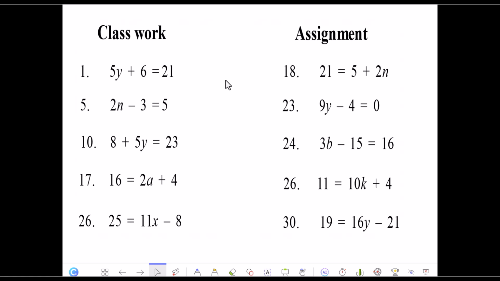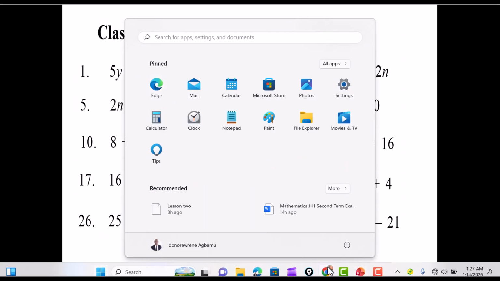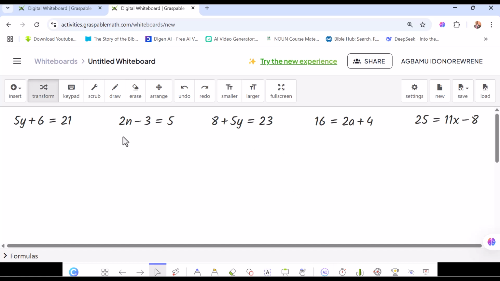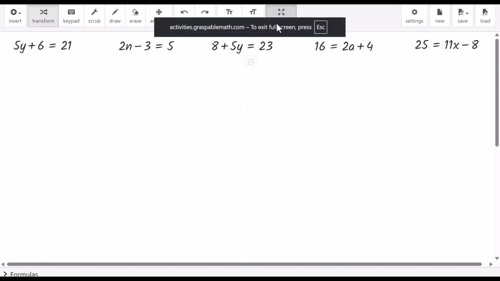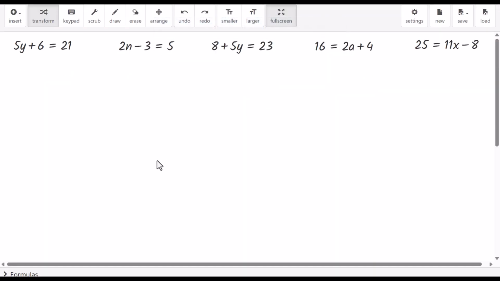So let's go straight to Graphs Able Maths as I explain all these assignment questions and all these classwork questions. So let me go. I've already input the numbers in Graphs Able Maths. We just go straight to solution. So let's start with 5y plus 6 equals 21. Now these are the questions. I've already inputted all of them. So let's make it quick and fast. All right, I've put it on full screen now. So let's start our solution.